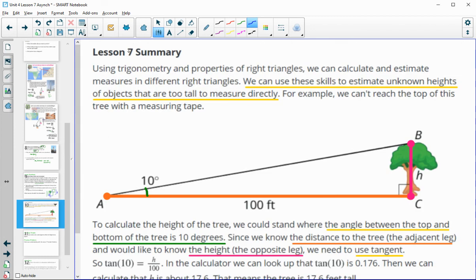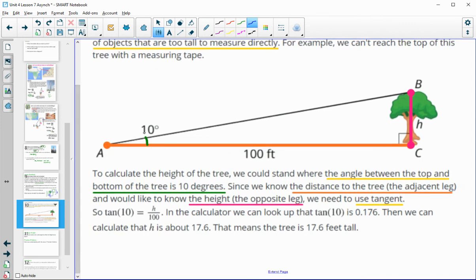Lesson summary. So today we looked at using trig to come up with some indirect measurements. So like you wouldn't have a ruler high enough to measure a tree. So you can measure out how far you're standing away. Think about the angle that your eyeballs move to look up at the top, and you could come up with a reasonable estimate of the height of that tree.